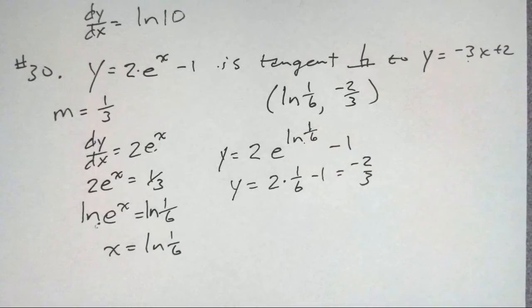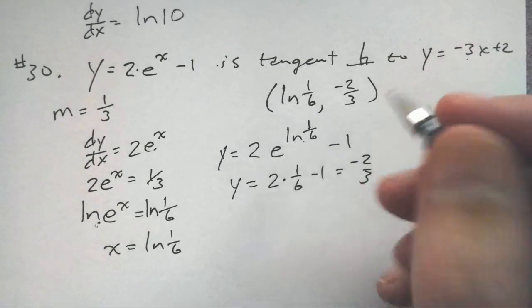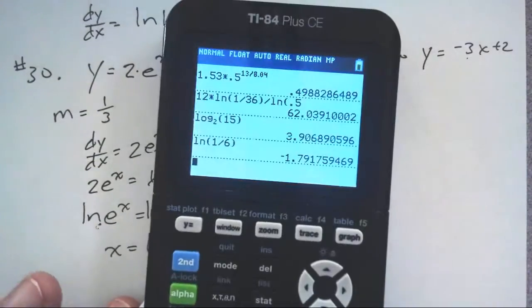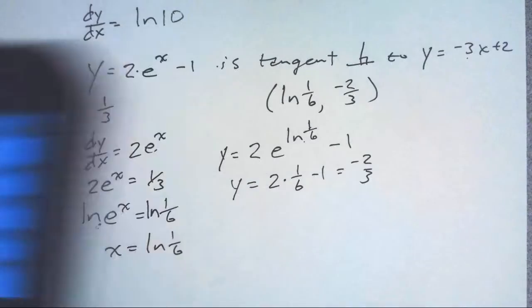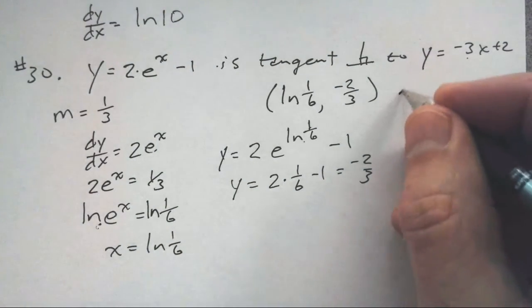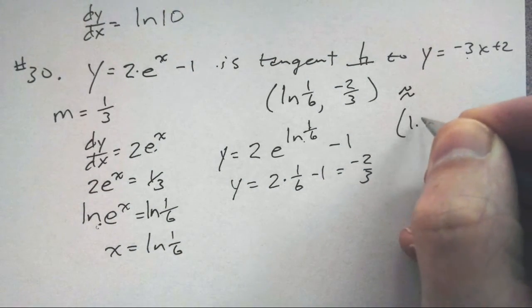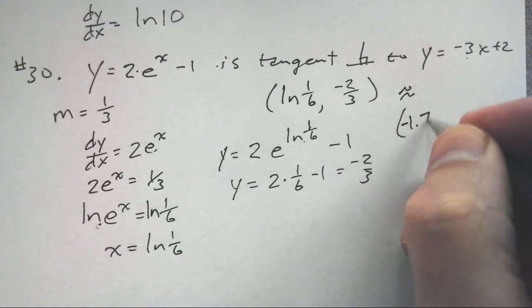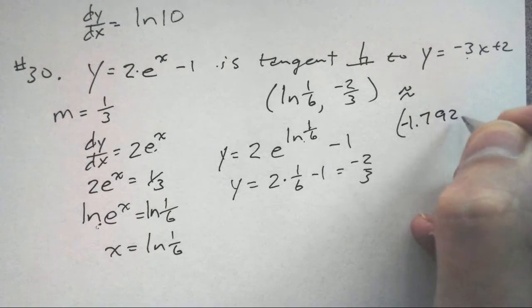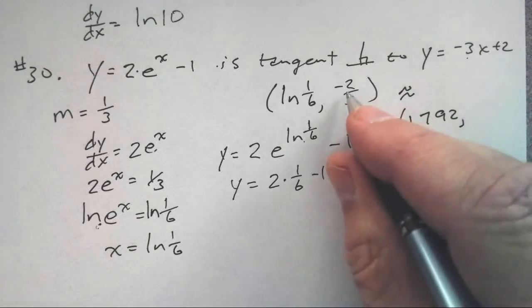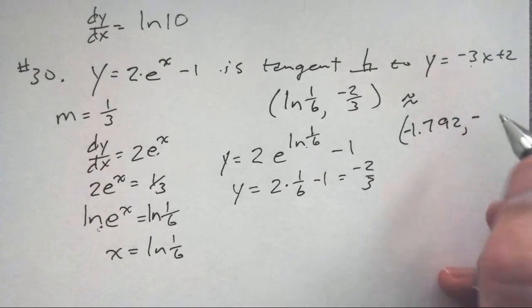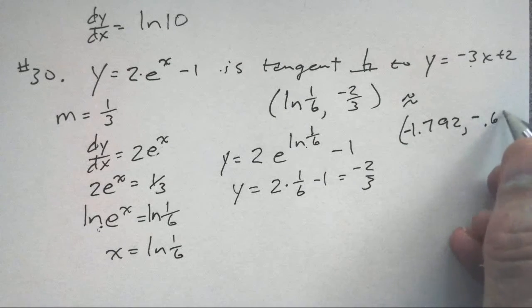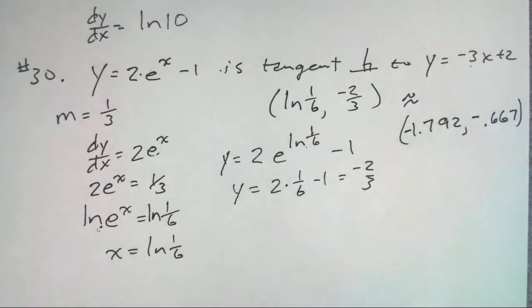And that is it. Now, the back of the book has that as an approximation. So you'll see here we've got ln(1/6) is approximately negative 1.792, and this one would, if we round to 3 decimals as we do on the AP test, we get negative 0.667. I kind of like the exact answer.